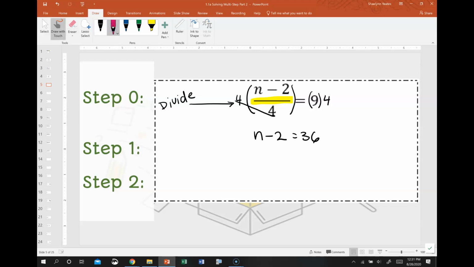Alright? So this time it was kind of a little weird thing going on. Alright, so now my step 1 is to get rid of that -2, or that constant. So I need to add 2 to both sides. So then I get n equals, and then 36 plus 2 is 38. And I actually have no more steps that I need to do there.